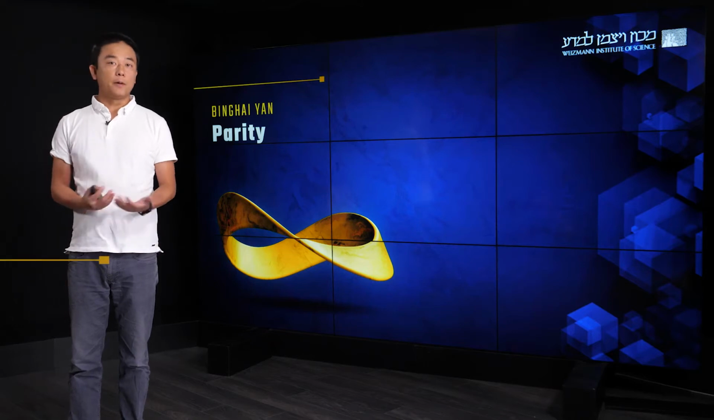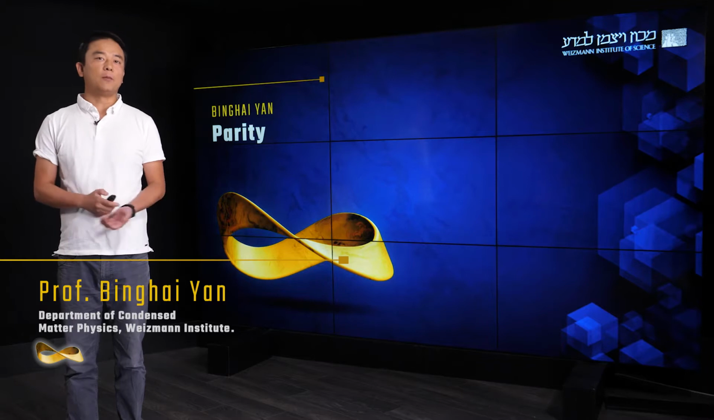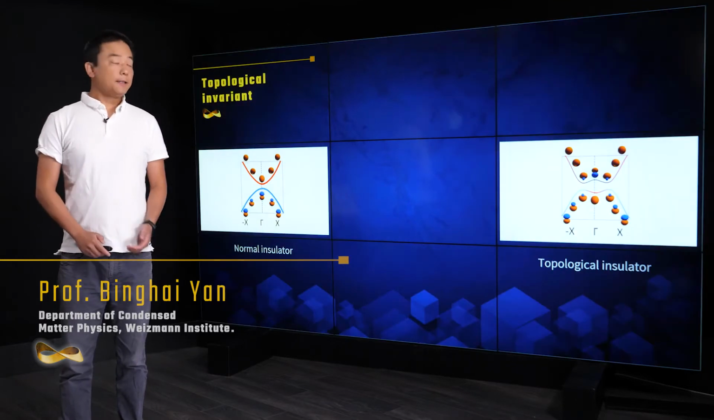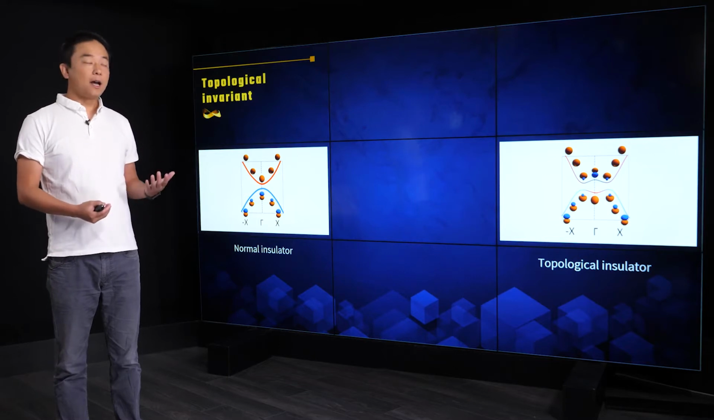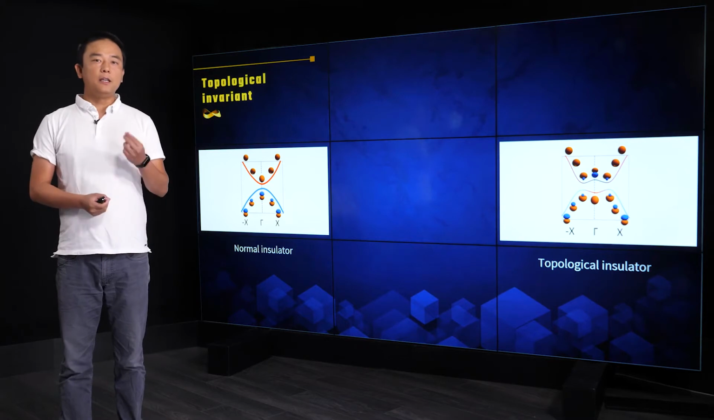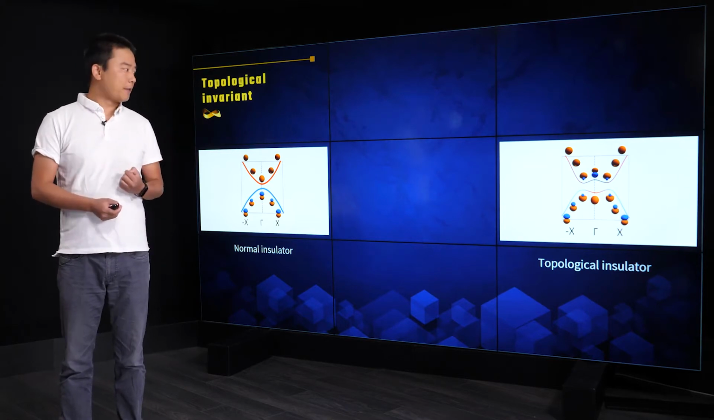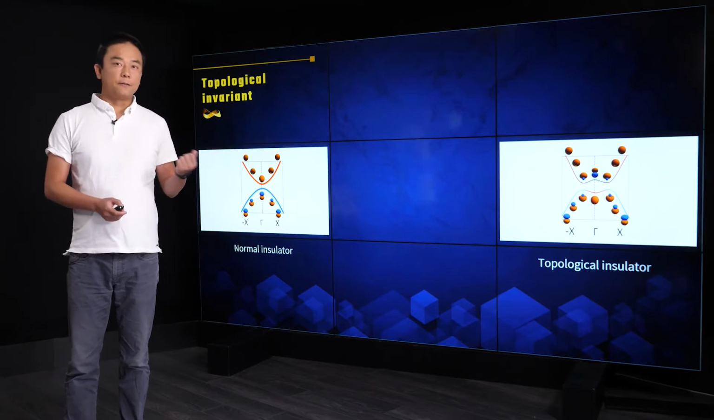Now we are going to talk about this parity criteria to exactly identify what is a topological insulator. As I said, band inversion is a very intuitive picture, but sometimes the band inversion is not always that clear, and we need some accurate numerical method. And the consequence of the band inversion is the surface states.